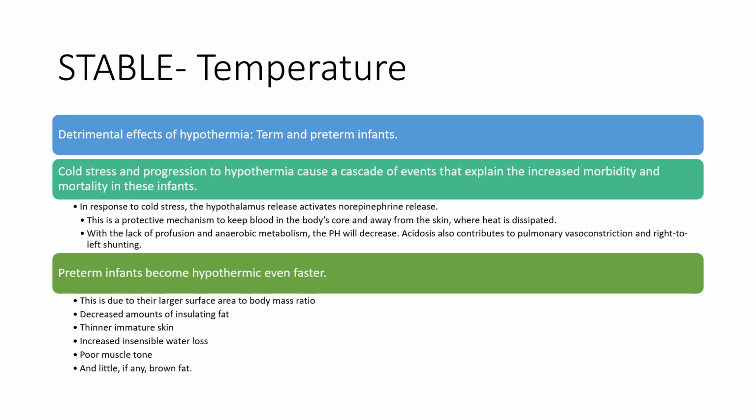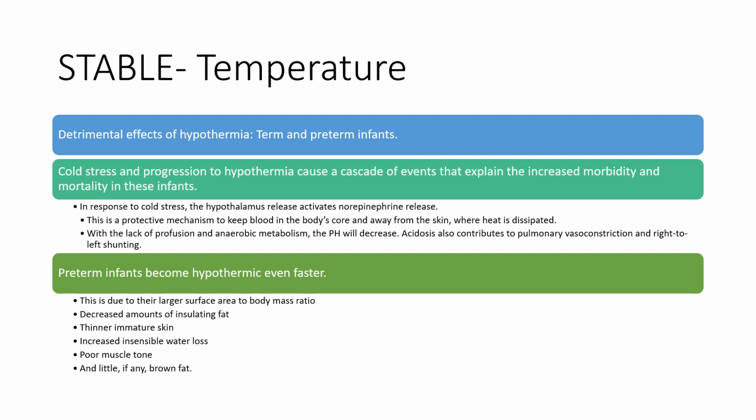In response to that cold stress, the hypothalamus releases norepinephrine, a protective mechanism to keep the body's core blood away from the skin, where the heat is dissipated. With the lack of perfusion and anaerobic metabolism, the pH will decrease. Acidosis also contributes to pulmonary vasoconstriction and right to left shunting, because what all that means is that the pulmonary arteries and veins will start constricting, and so all the blood is going to start backing up.